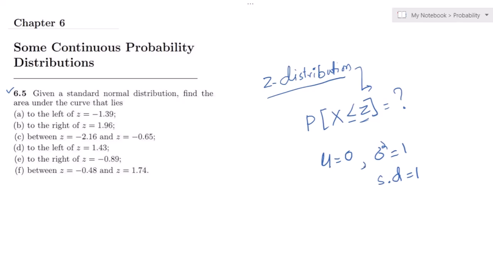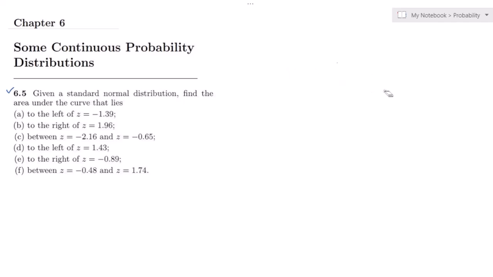What do we have to do? Let me first go through the statement of our question and then proceed with it. Given a standard normal distribution, find the area under the curve that lies to the left of z equal to minus 1.39.